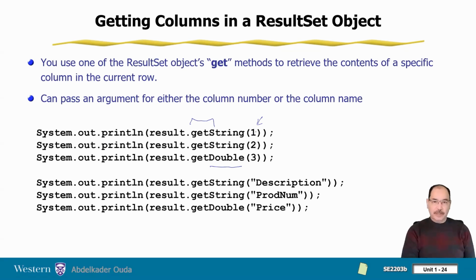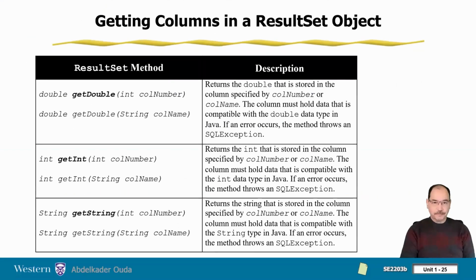this table. I can use numbers to indicate the index of the columns, or I can use the column names. So I'm using here description, product number, price. And notice that here I have to write it in the same format I defined in my table. This table here shows that we have get double, we have get int, we have get string, and these are the most common get methods we're going to use in our course.